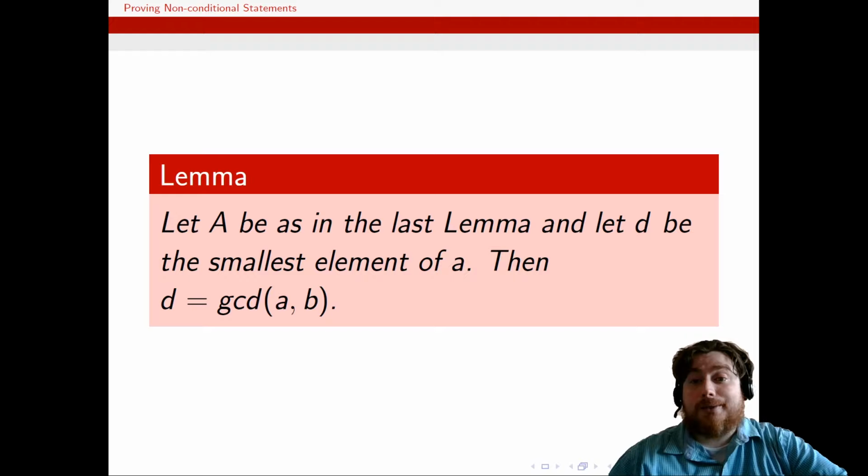Well, now what we are going to do, in order to show that these two things are equal, is show that D is less than or equal to the greatest common divisor, and that the greatest common divisor is less than or equal to D. Because remember, if A is less than or equal to B and B is less than or equal to A, they must be equal. So we're going to use that concept to get that these things must be equal. All right.